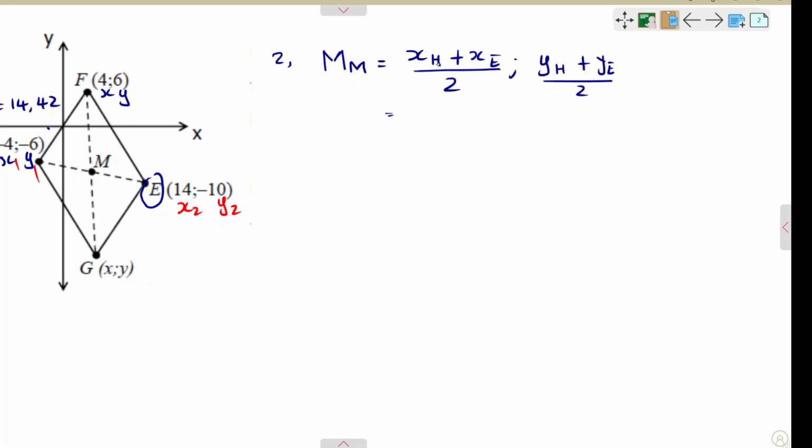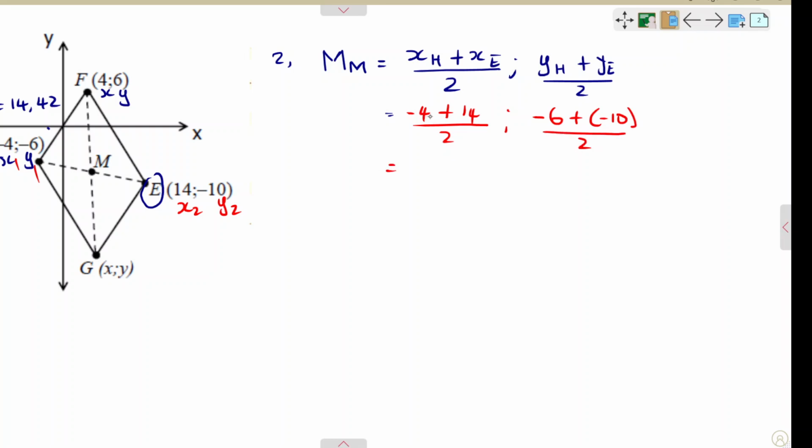So we're going to substitute here the x coordinate of H, which is -4. Then I'm going to say plus the x coordinate of E, which is 14. Then I divide everything by 2. Then I'm going to go to the y coordinates. So the y coordinate of H, which is -6, plus the y coordinate of E, which is -10. Then I'm going to divide everything by 2.